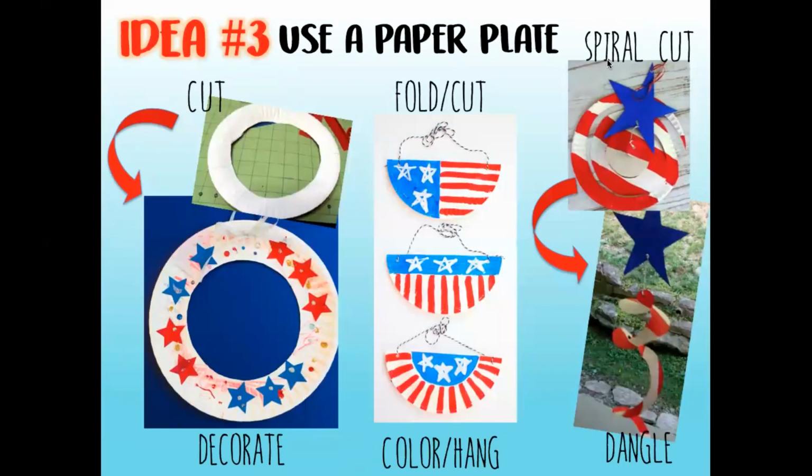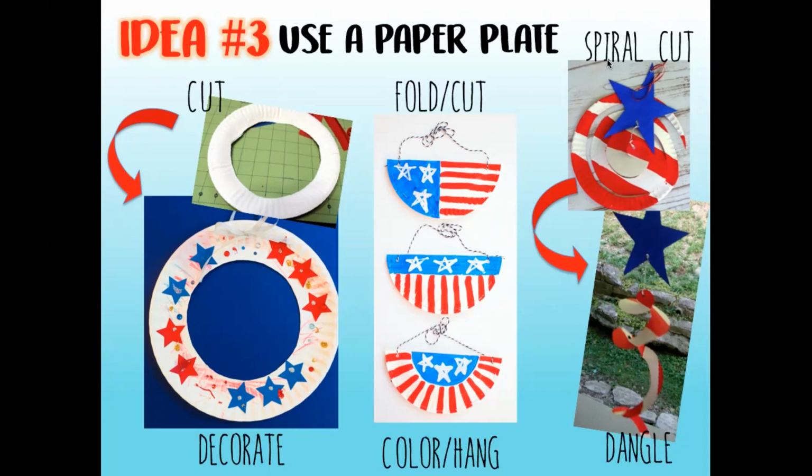Idea number 3, use a paper plate. The first idea here shows that you could cut out the middle of a paper plate, and then you go forward and decorate with your stars and stripes. Or another idea is to fold the paper plate in half and cut on the fold. Then you have a semicircle. Here you would decorate or paint or color that half circle any way you would like, and then attach string to the top so it hangs.